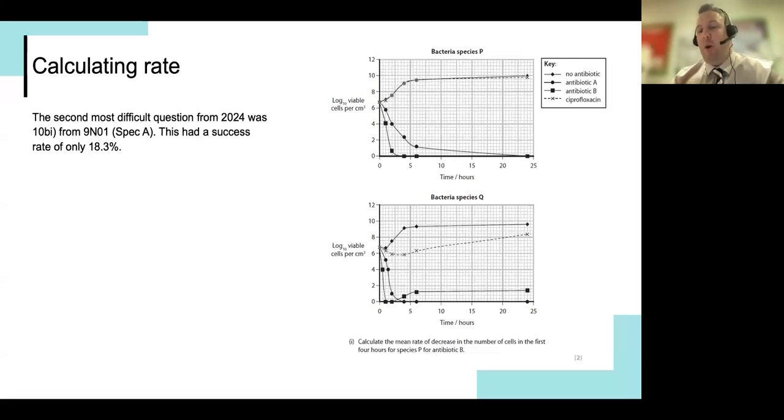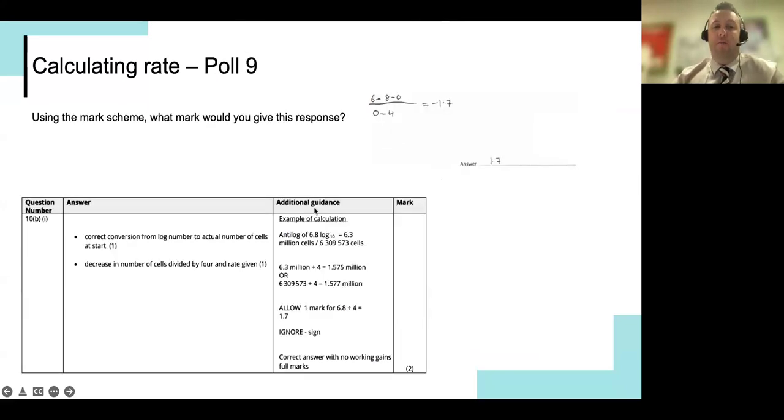So they have to look at the data, they have to interpret the data: what's on the x-axis, what's on the y-axis, what are all these lines showing us? And then the question asks, calculate the mean rate of decrease in the number of cells in the first 4 hours of species P for antibiotic B. This is a 2-mark question. The question is telling them specifically what graph and what line they're looking at, what part of the data set. They don't need all of this data set, and therefore the students need to read that correctly to understand what they're looking for here.